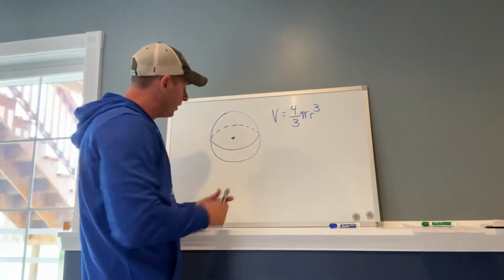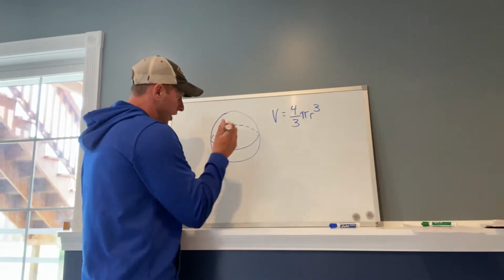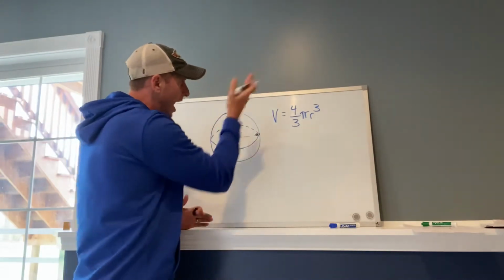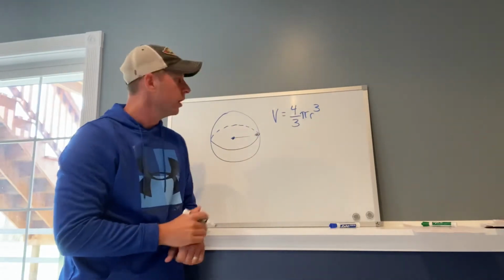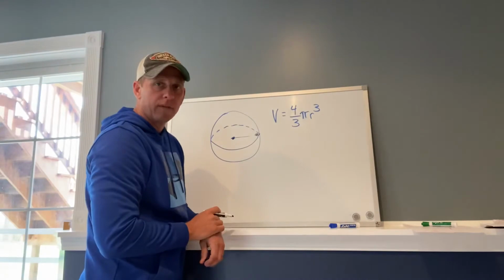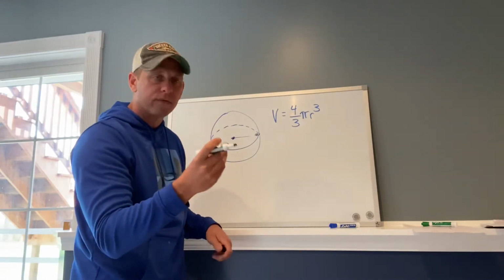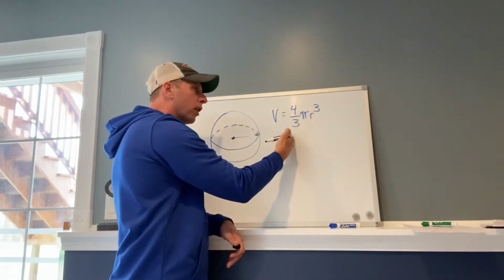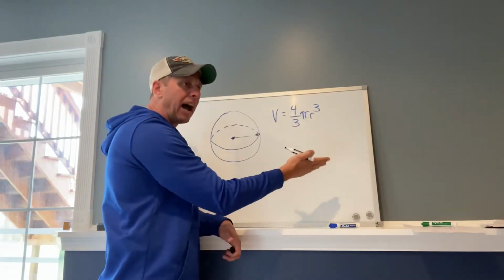So 4/3 pi r cubed. If I give you the radius, remember, the distance from the center to the side, the radius of that great circle, you take that and substitute it in for r. If the radius is 6 inches, you plug 6 in for r. You do order of operations first, so you would do 6 cubed, then times 4/3, and then that would be your answer times pi.